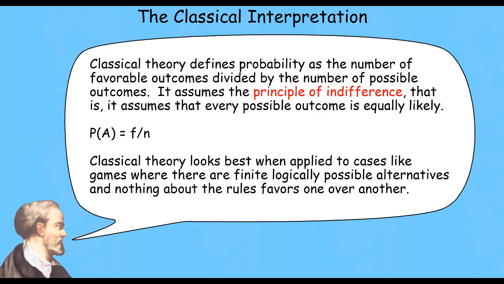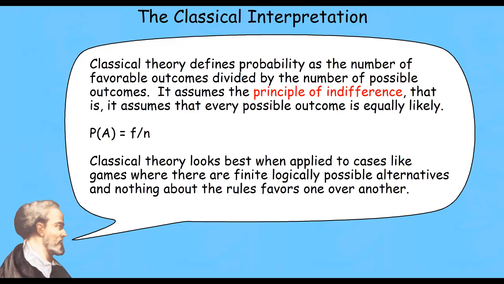Classical theory defines probability as the number of favorable outcomes divided by the number of possible outcomes, so F divided by N. Now, importantly, it assumes the principle of indifference. Namely, it assumes that every possible outcome is equally likely. That is, there is no outcome that is more likely to happen than any other outcome. And so we get the ones that are favorable, we divide them by the total number possible, and that gives us our estimate.